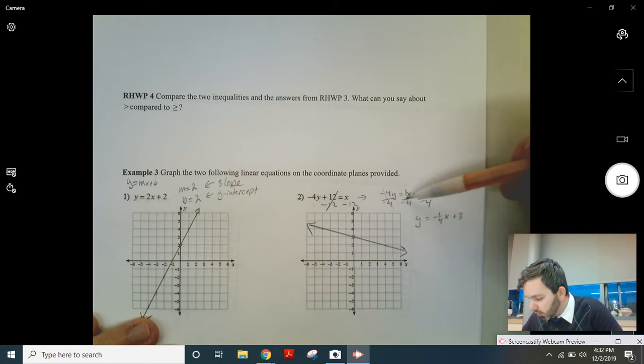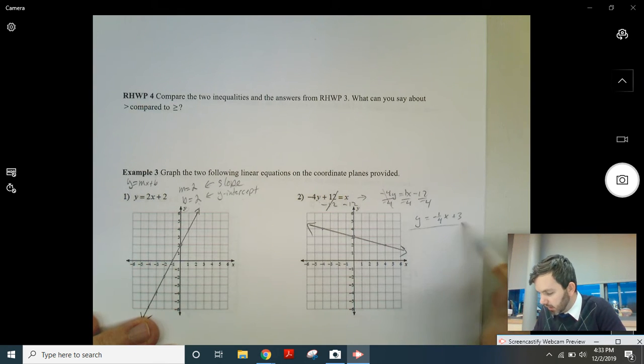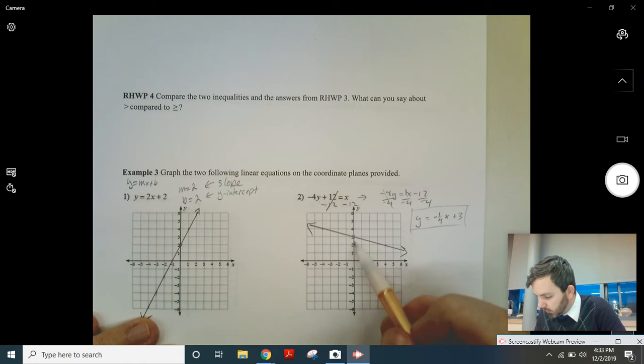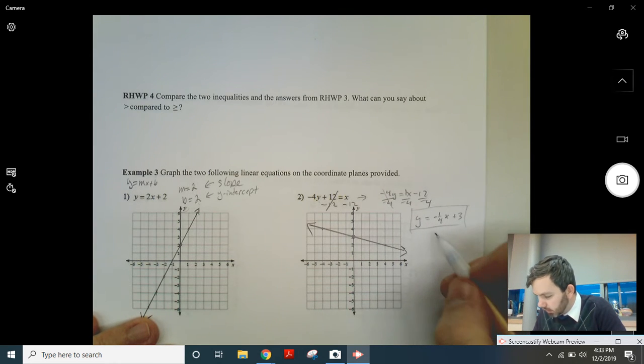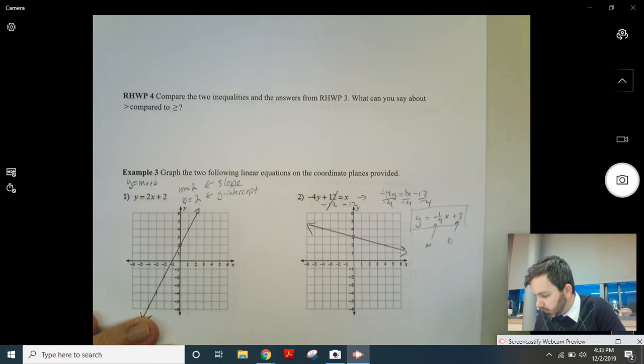We have 1 over negative 4 with an x, so negative 1/4 x, minus minus 12 all over negative 4. So negative over negative becomes positive, and 4 goes into 12 3 times. So this is how I got the equation for this line. And I go ahead and graph that by putting my y-intercept at 3. That's this guy, so that's my b value. And the slope is going to be my negative 1 over 4.